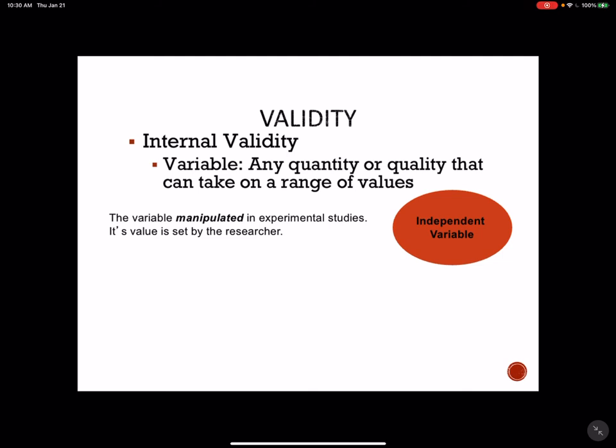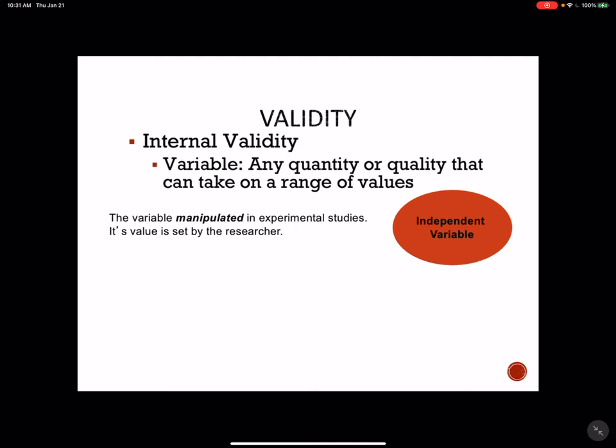So that whole variable, their two variables in their study were teacher enthusiasm and student preference. And teacher enthusiasm did not vary. So they couldn't say anything about student preference because they only measured one kind of teacher. So a variable is really important. And in experimental studies, we have two main kinds of variables.